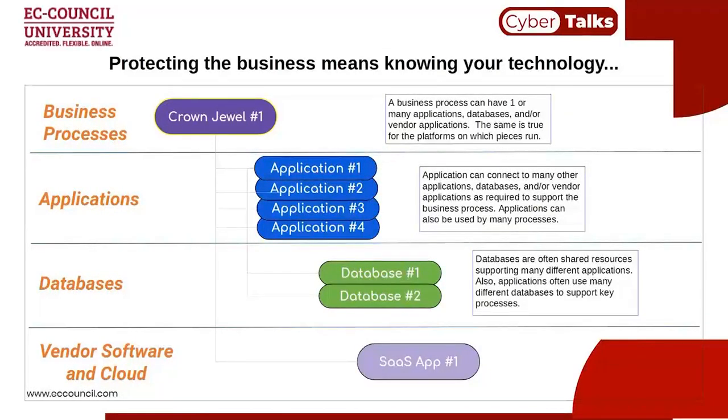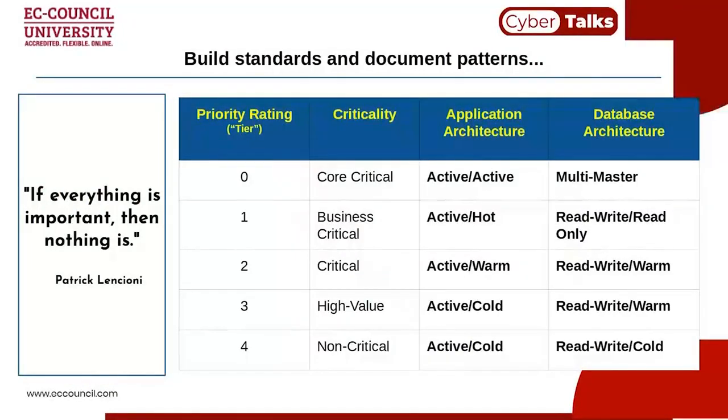So again, we just talked about the criticality, and now that you know your technology, you have to architect it, right? So you've got to architect these things appropriately based on the criticality code. If you think about application architectures and database architectures, they map back to those priority ratings we set. If you have a priority rating of 0, which is the most critical, all those applications and databases need to be built to be active-active, or in the case of database, multi-master. Because if you have a failure of an entire data center, you're not going to have time in a core critical environment to go spin up your second instance.